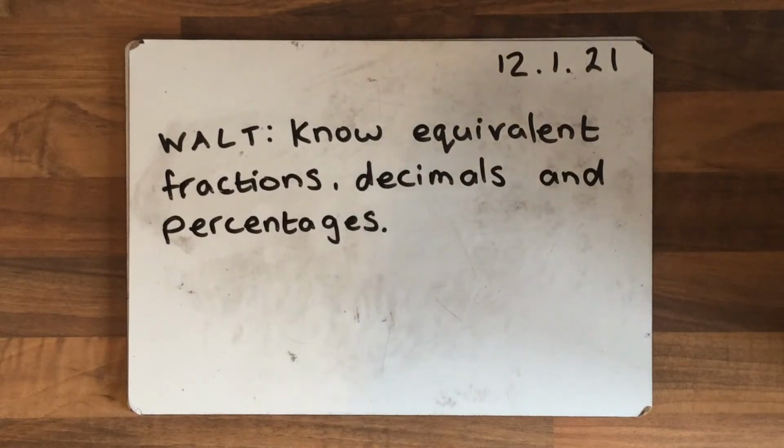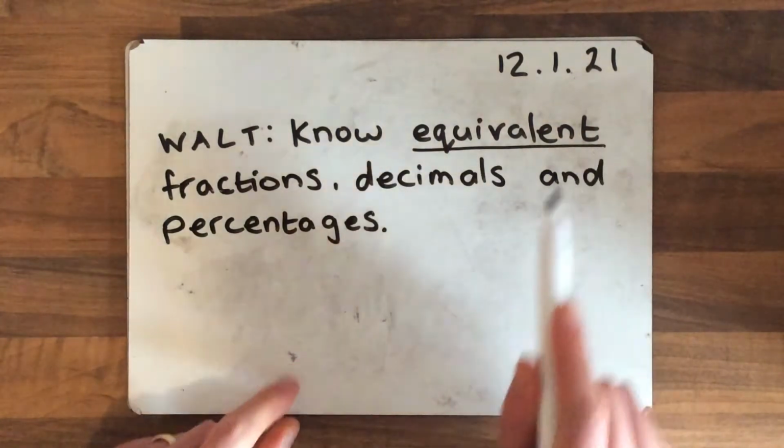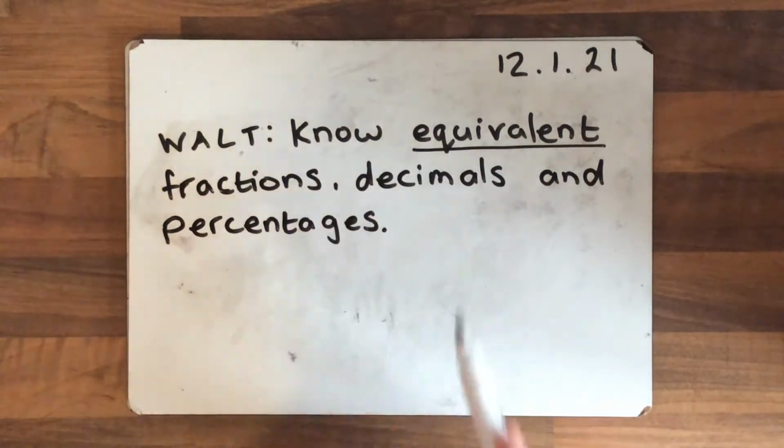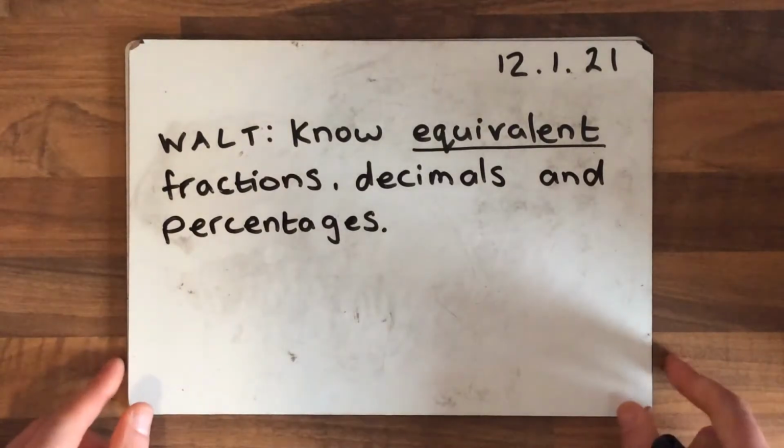And what's really important before we start is just remembering about this word here, equivalent. You can see the first part of this word sounds like equal. Equivalent just means the same, okay, exactly the same size. So we're going to be looking at equivalent fractions, decimals and percentages that are all equal to each other.